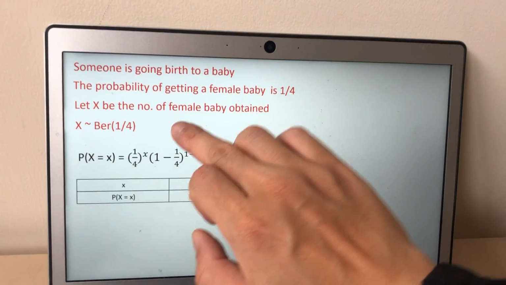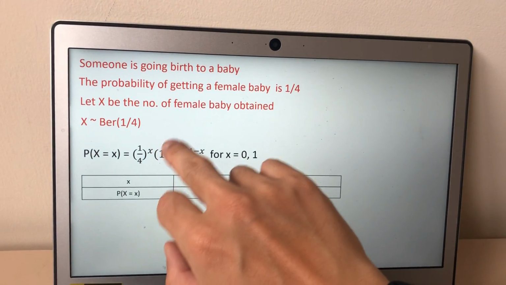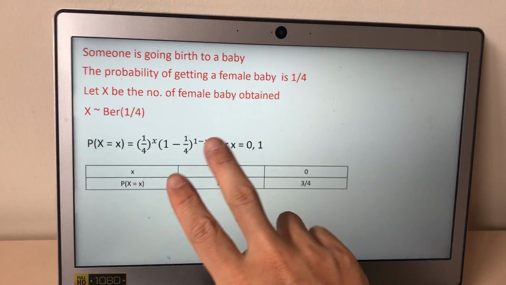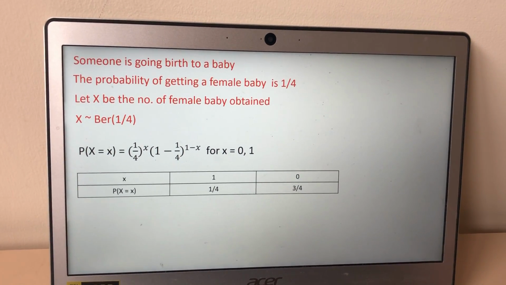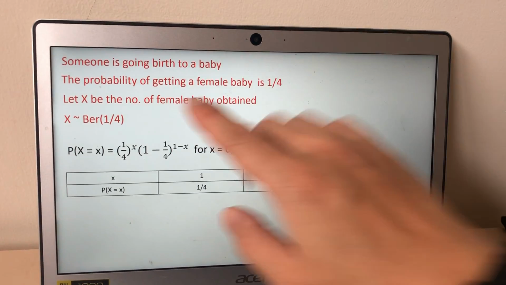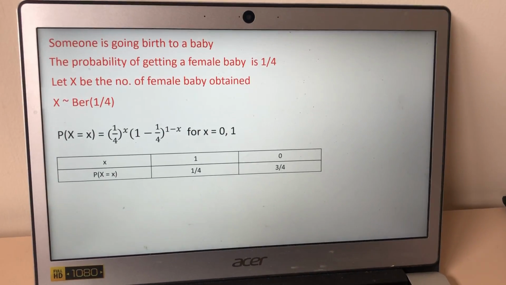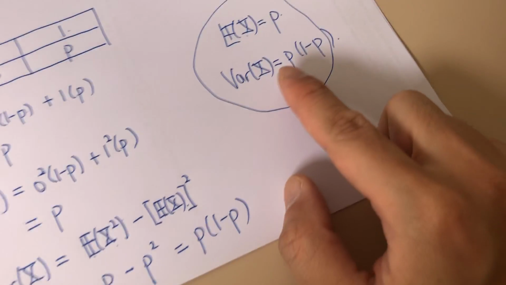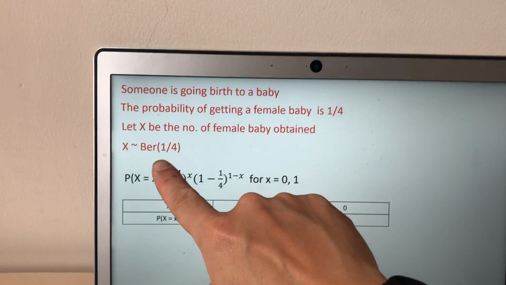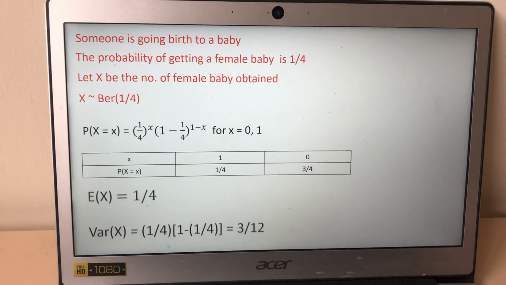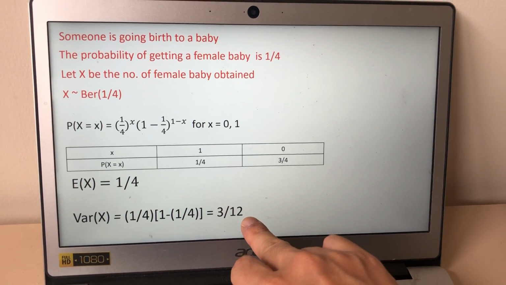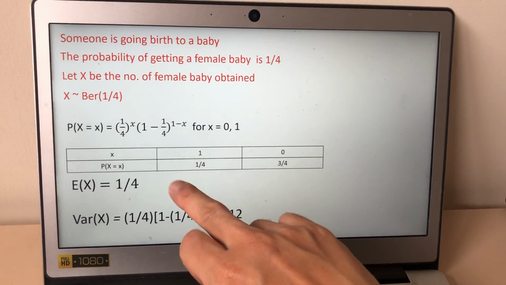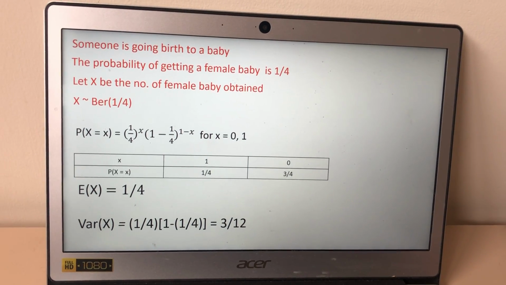One more, what about this case? Give birth to a baby. To get a baby girl, the probability is 1/4, so this is the probability distribution. What is the expected value of x? It is 1/4, right? And how do we find the variance? p times 1 minus p, so 1/4 times 1 minus 1/4, that's 3/12. Oh, I forgot to simplify. 3/12 means 1/4, so it is also 1/4. The mean and variance are the same in this case. Interesting.